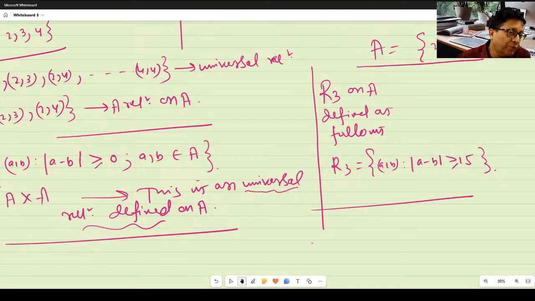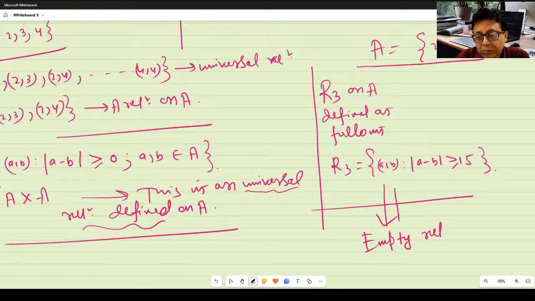2, 3 and 4. So R3 will never give you any element from A cross. So this relation is going to be an empty relation. Okay? This is called empty relation.